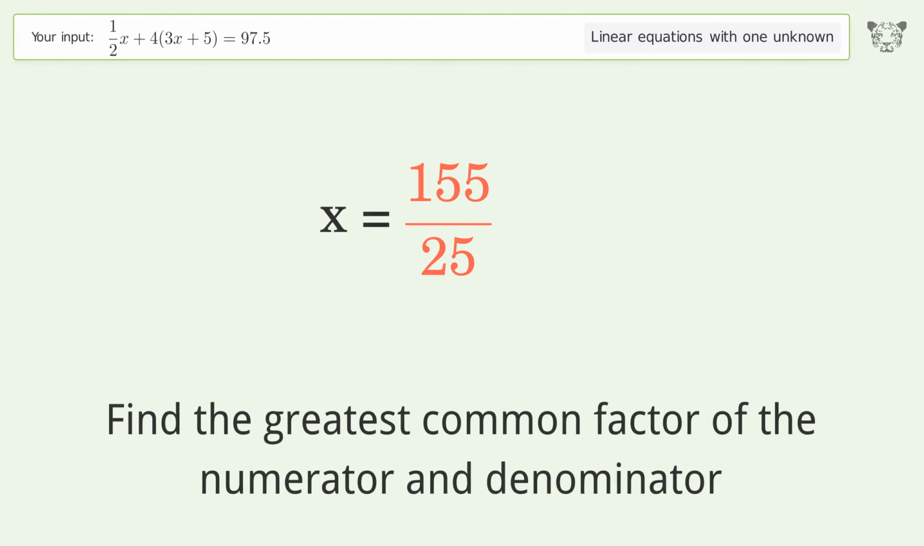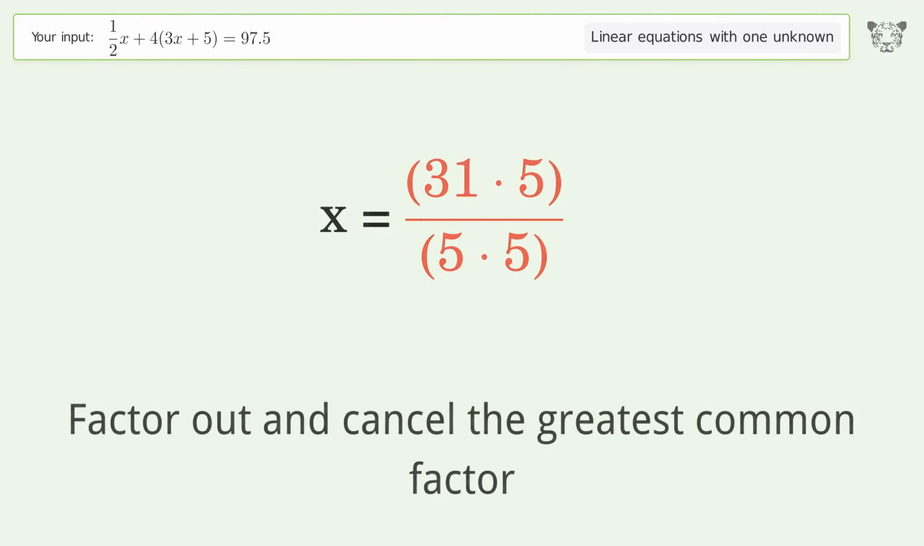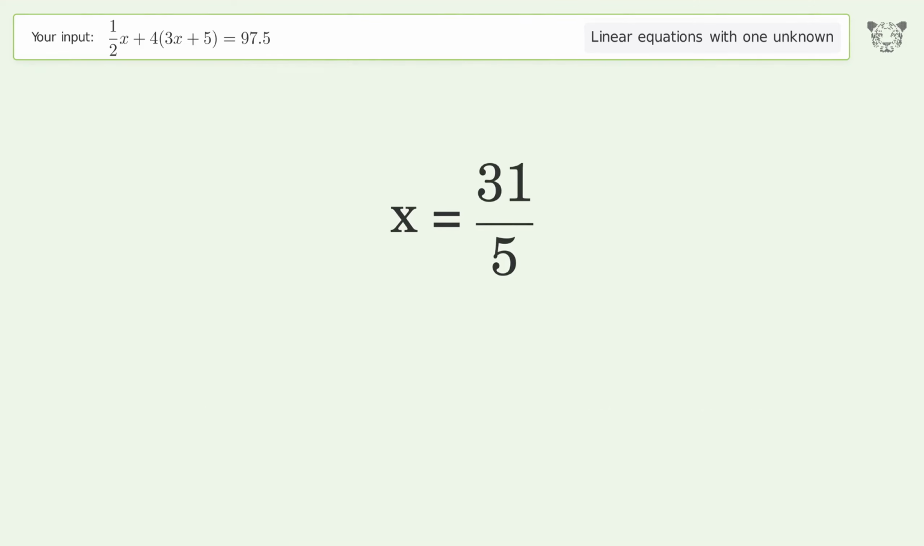Find the greatest common factor of the numerator and denominator. Factor out and cancel the greatest common factor. And so the final result is x equals 31/5.